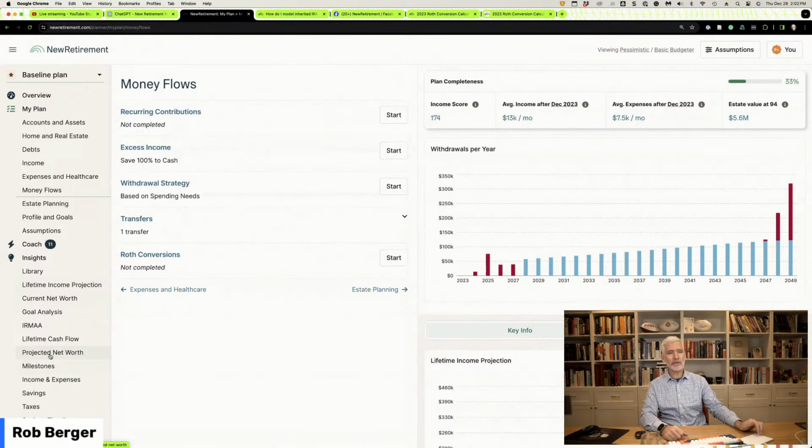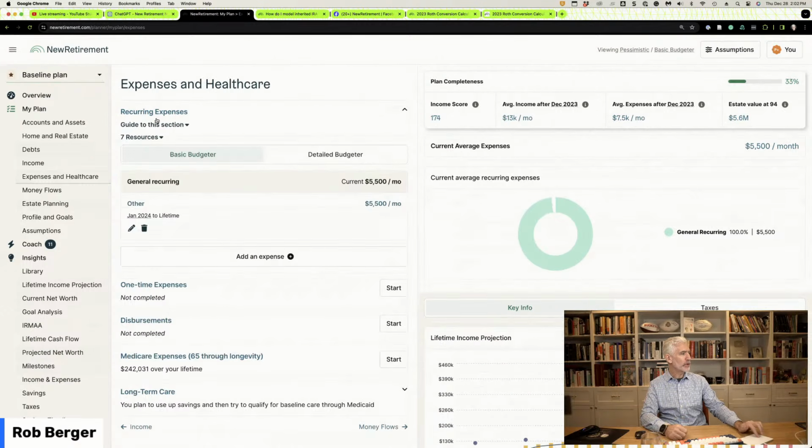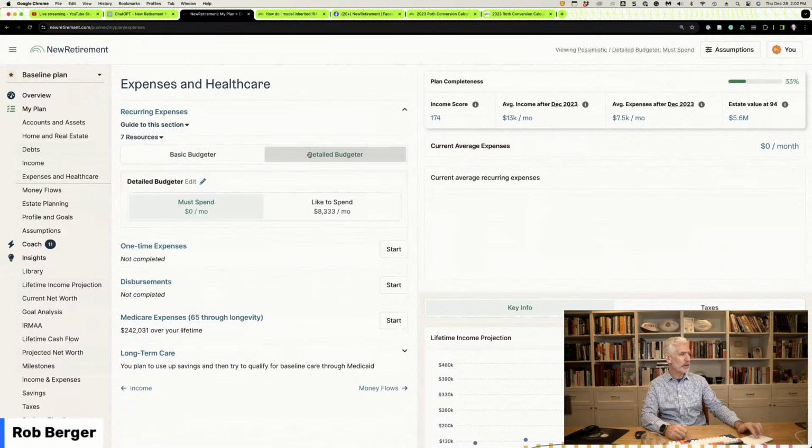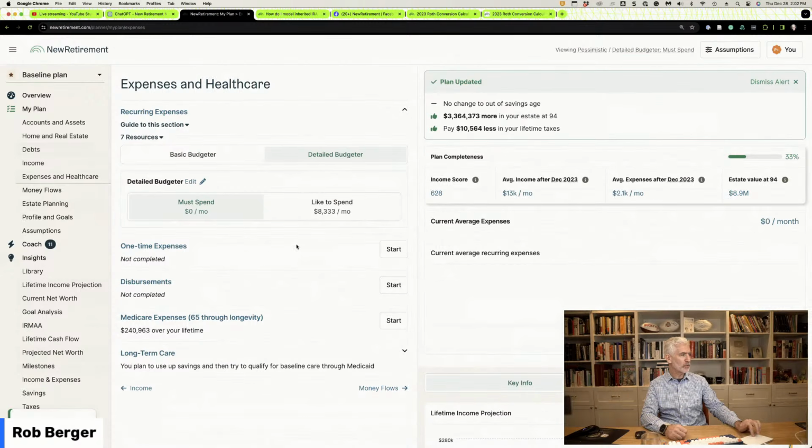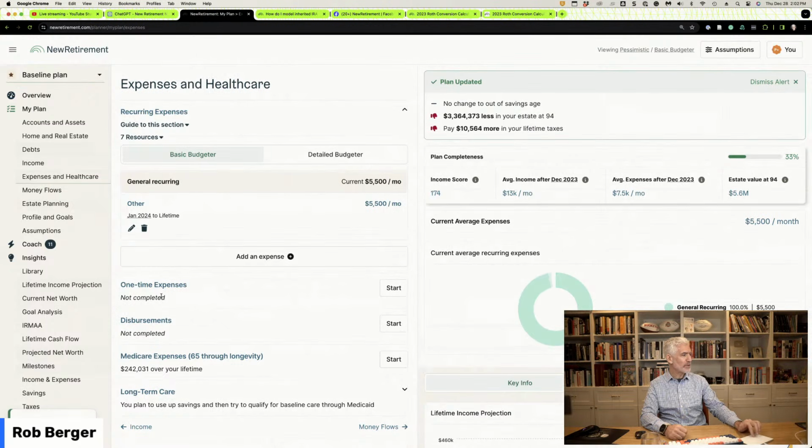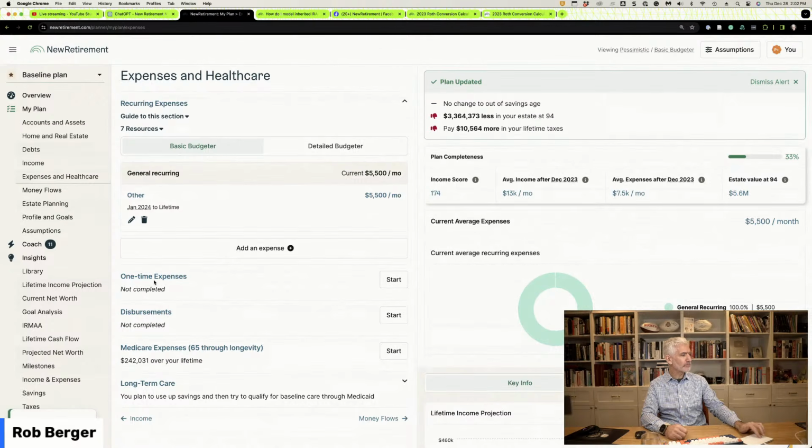With New Retirement, we enter, among other things, expenses. We have recurring expenses. You could just throw it in as a lump sum, or you could use the detailed budgeter and go through in great detail what you're spending. We have one-time expenses, like you buy a car. Of course, we have medical expenses. And then there are other expenses that New Retirement adds for us.